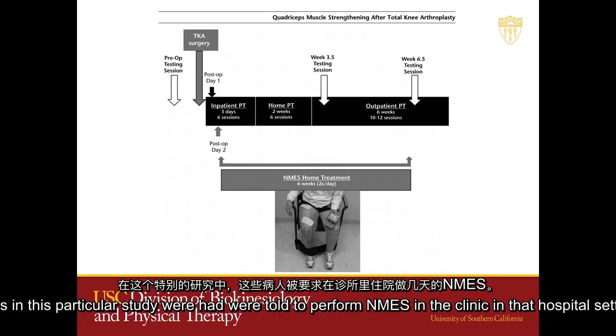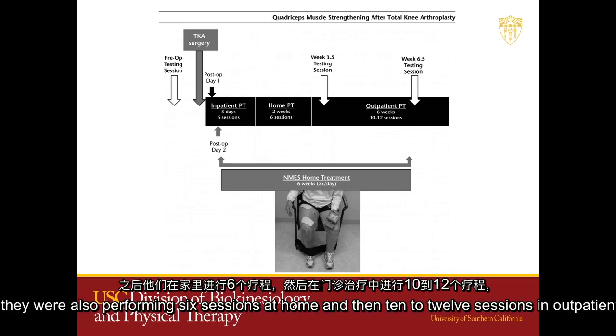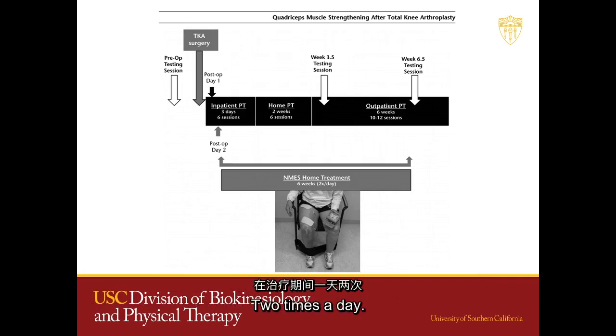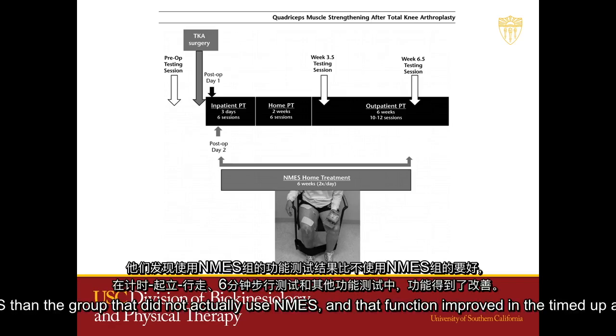And so these patients in this particular study were told to perform NMES in the clinic, in the hospital setting for several days, and then they were also performing it 6 sessions at home, and then 10 to 12 sessions in outpatient therapy. So they were doing a lot of NMES 2 times a day during this treatment time. And they found that their functional outcomes were actually better using NMES than the group that did not use NMES. And that function improved in the timed up and go, the 6-minute walk test, and other functional measures that were used.